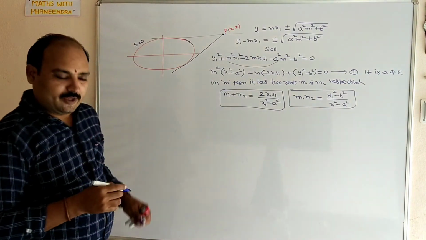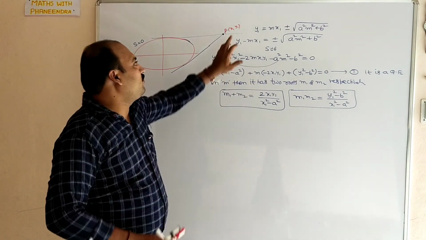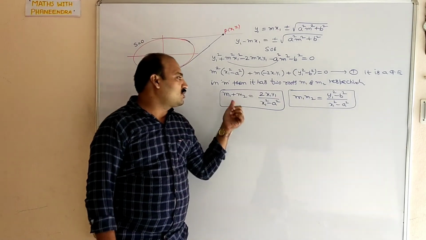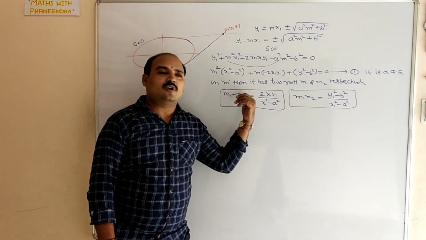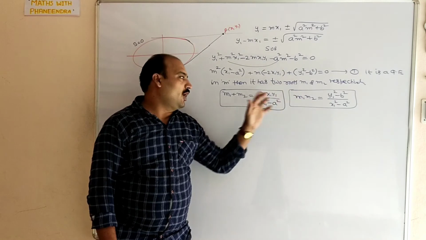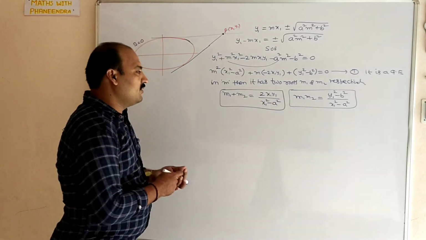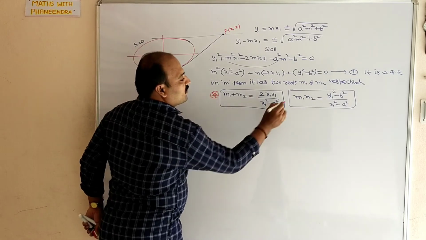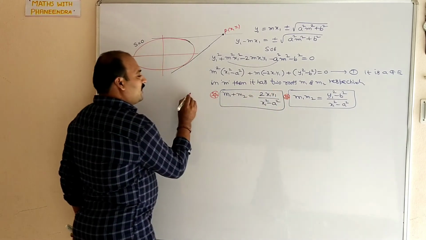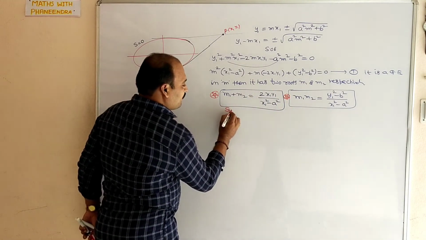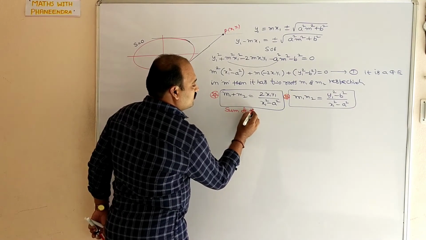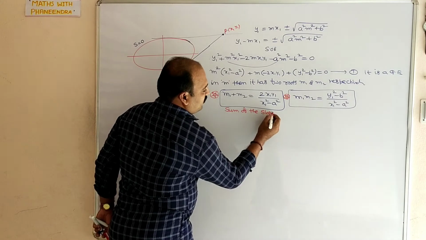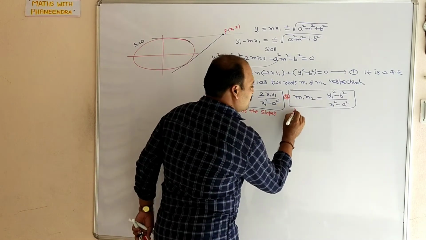Why I am explaining this is, sometimes they will give a point and the equation of the ellipse. They will ask you to calculate the sum of the slopes or the product of the slopes. You have to use these concepts in the public examination, like any competitive exam. These two are very important: one is the sum of the slopes, or sum of the roots, and this is the product of the slopes.